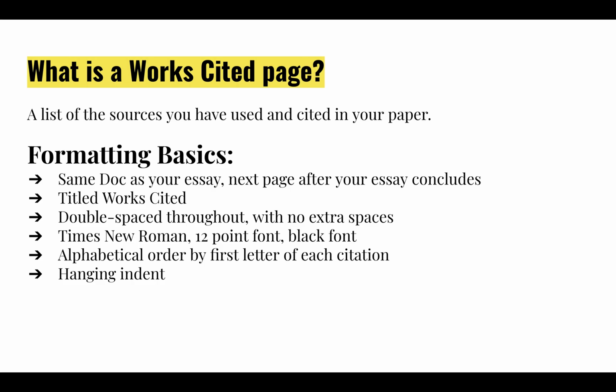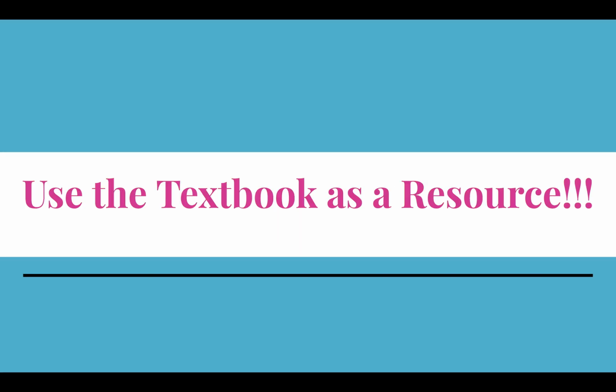It's called Works Cited, so you'll have that title centered on top. If you only have one work that you have cited, you call it Work Cited instead of Works Cited. It's double-spaced throughout with no extra spaces between the sources. You use Times New Roman 12-point font. Make sure the font is black. Alphabetical order by the first letter of each citation, which is usually the first letter of the author's last name. And then you'll use hanging indent, and we'll talk about what that means and looks like as well.